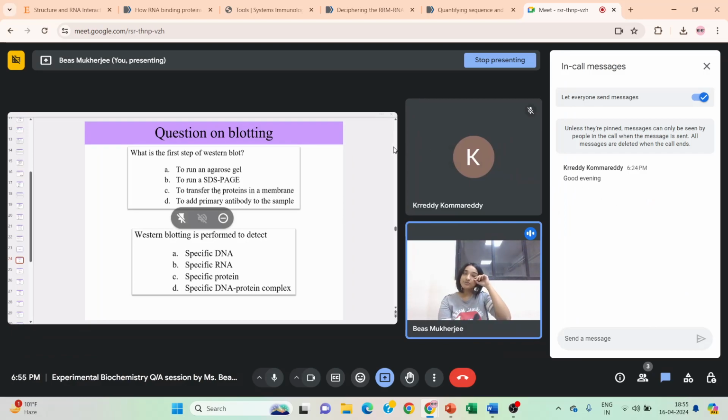Okay, so the first question is, what is the first step of Western blot? And the second question is, Western blotting is performed to detect what? Specific DNA, specific RNA, specific protein. You can tell me. The questions are very, very simple, and we are going to complete this very, very soon. By 7:30 we should be done with this topic.